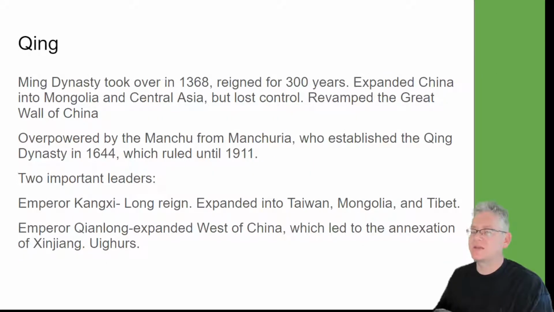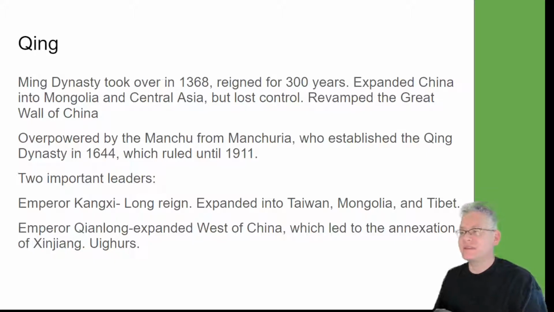For the Qing Dynasty, the Ming Dynasty will take over in 1638, and reigns for about 300 years. For whatever reason, AP doesn't really talk about them as much. We'll talk more about them near the end as we do review. They are important, but we talked about them with Zheng He and others. They will expand China into Mongolia and Central Asia, but eventually lose control. They will also revamp the Great Wall of China.